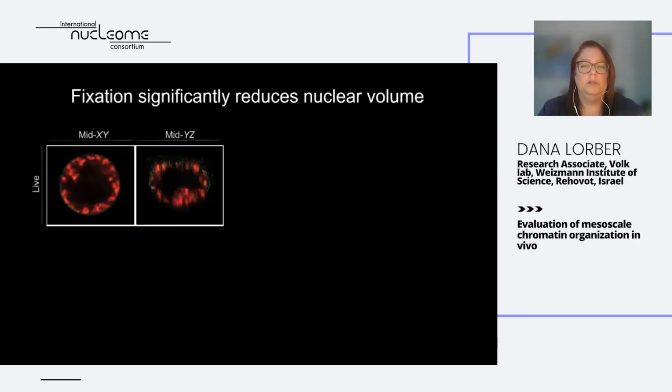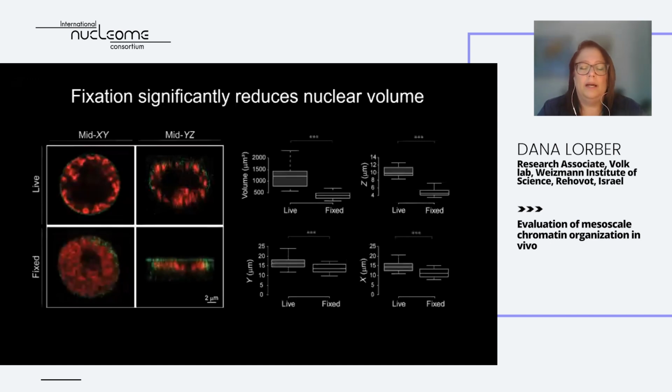In these images, you can see the XY and YZ cross-section through a live nucleus, where the peripheral organization is clearly seen. Using the common fixation methods causes nuclei to shrink. Nuclei height was reduced by 50%, and nuclear volume decreased threefold. The increase in chromatin volume fraction led to a relatively homogeneous distribution of chromatin in the nucleus, as predicted by the model.